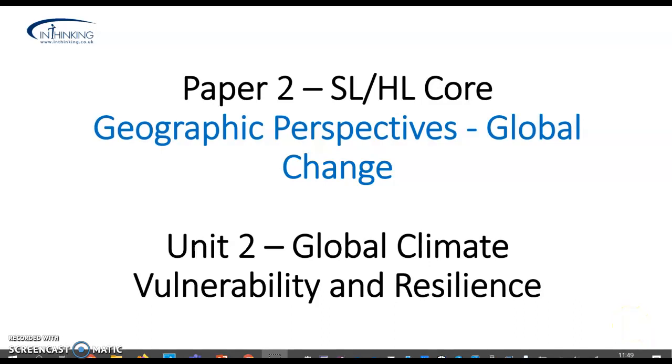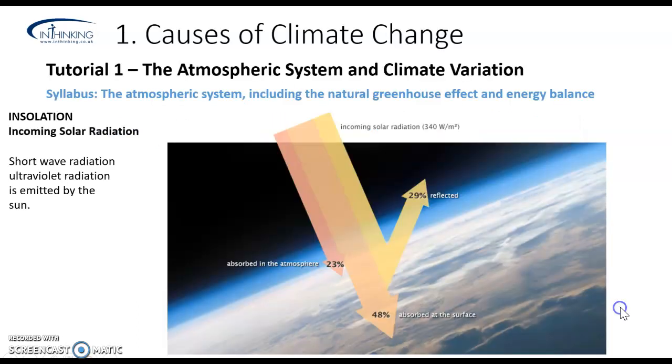Hi, welcome to the first tutorial from Unit 2, Global Climate Vulnerability and Resilience. This relates to the syllabus, the atmospheric system, including the natural greenhouse effect and energy balance.